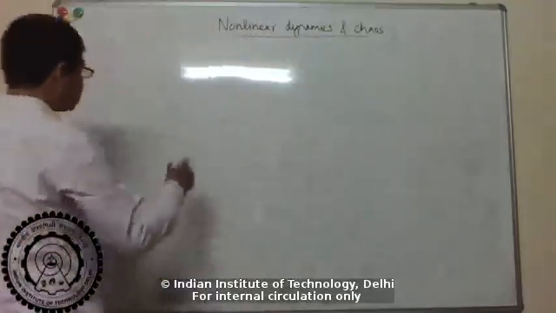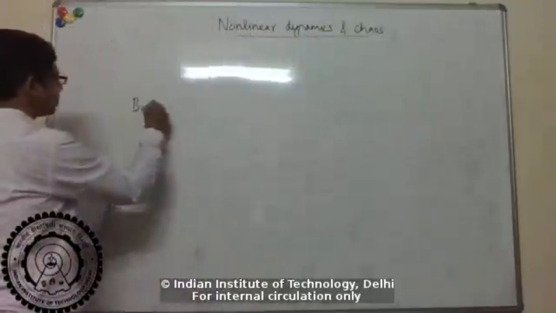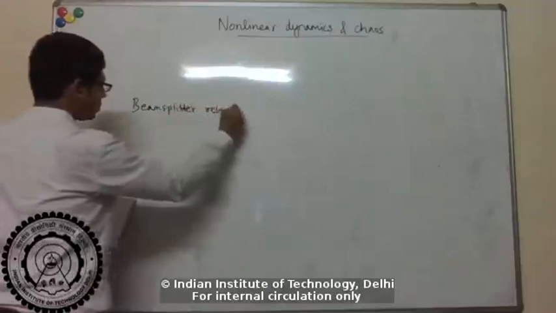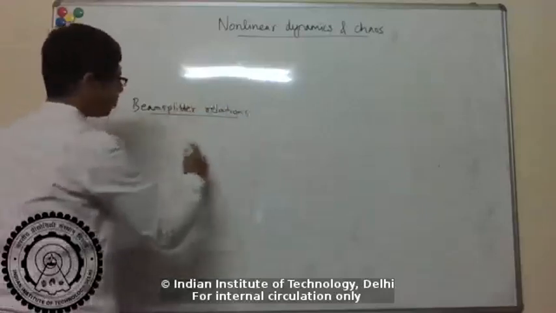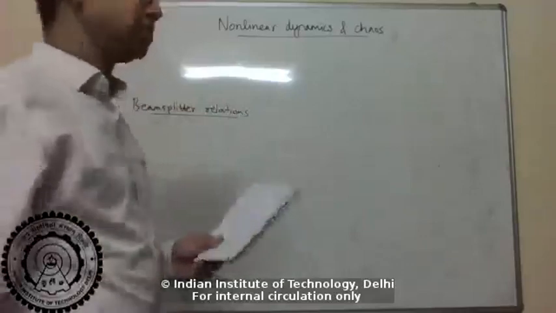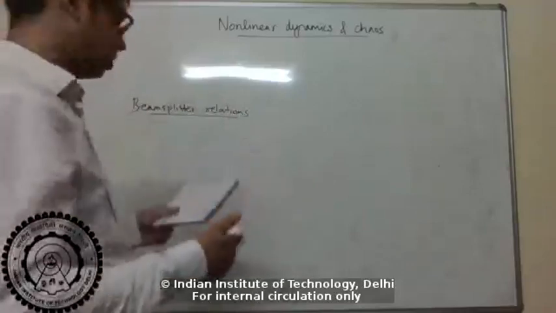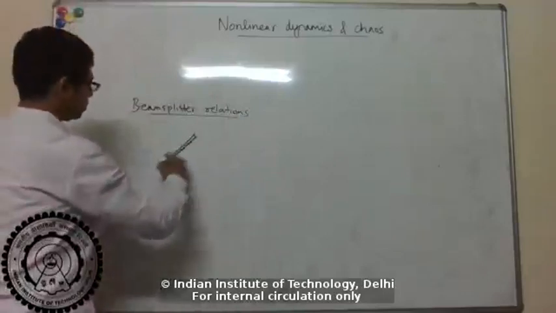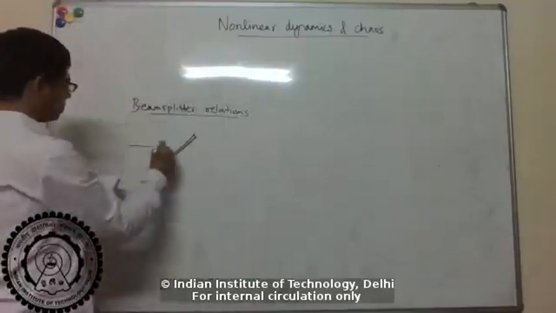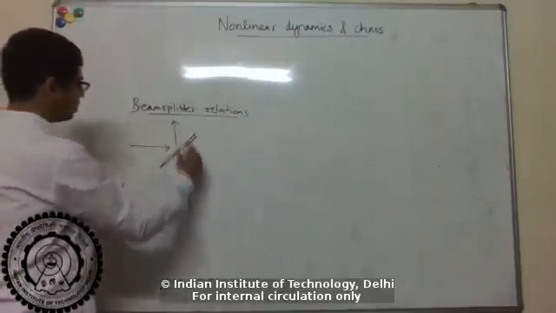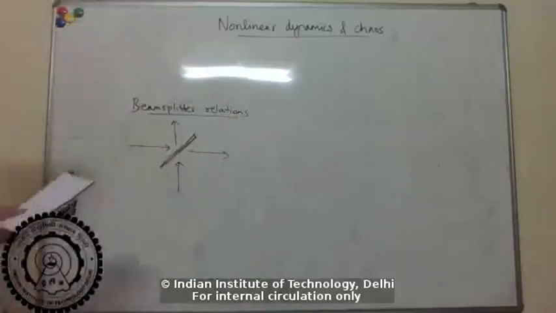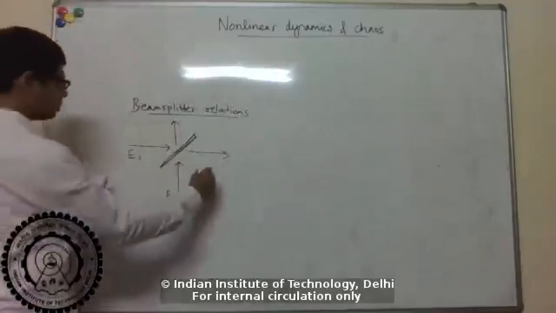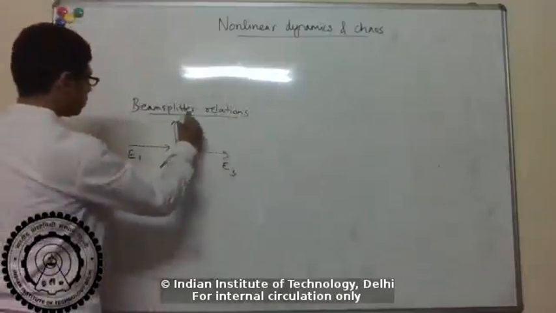So before we look at that, I just want to quickly discuss how fields get transformed at a beam splitter. A beam splitter is a half silvered mirror, right? It has 4 ports, 2 input ports and 2 output ports, right? So E1, E2, E3, E4.